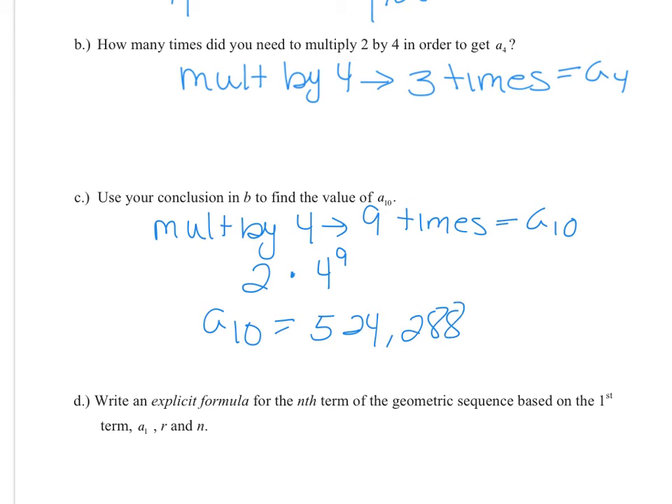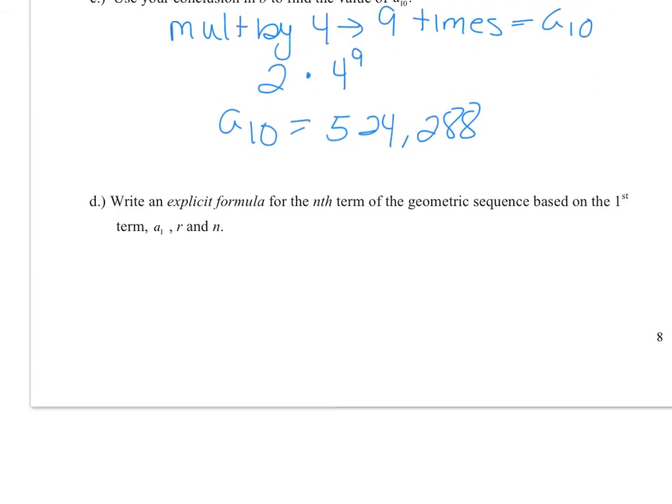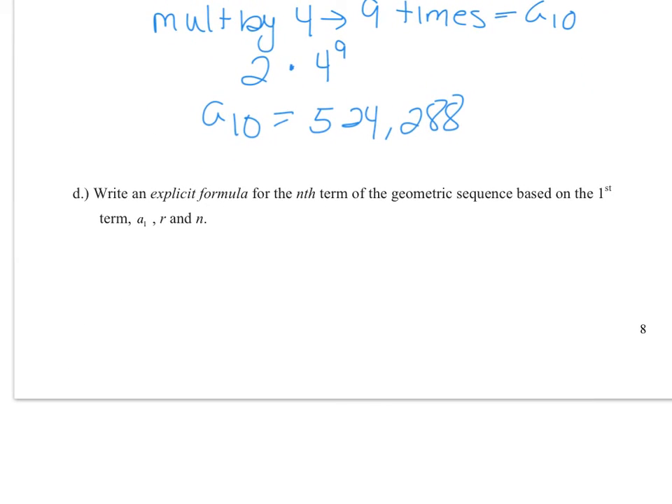524,288. Okay. Last part to this question. Write an explicit formula for the nth term of a geometric sequence based on the first term, a sub 1, r, and the n. Okay, so let's write down the actual basic formula. A sub n equals a sub 1 times r to the n minus 1.